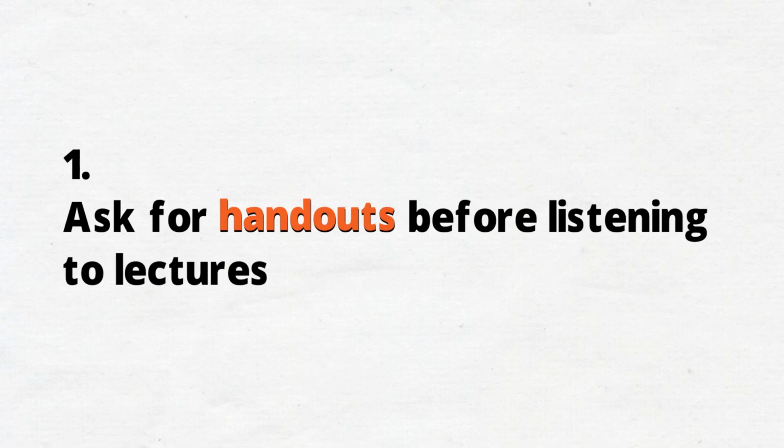The first strategy that can be used when studying as a visual learner is to ask for handouts before listening to a lecture. Because if you are a visual learner, when you read the handouts, it creates an image in your mind. These images and visualizations are better remembered than listening to a lecture.